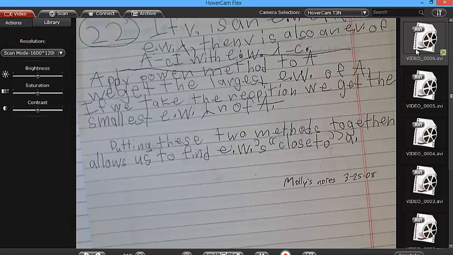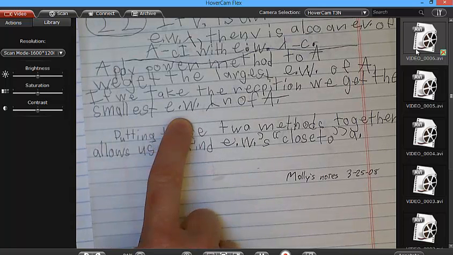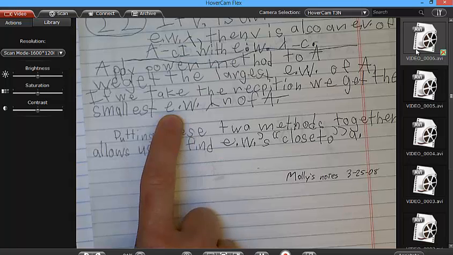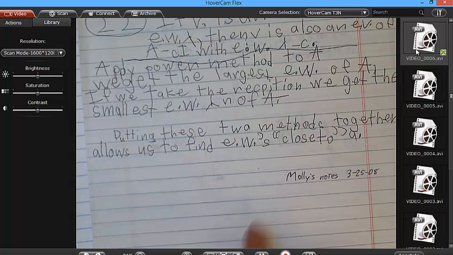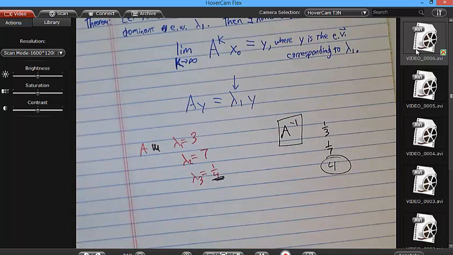Oh, here's the thing about smallest eigenvalue. That's what we were just talking about. And then, putting these two methods together, we get the shifted inverse power method. So you can see it's not that hard.